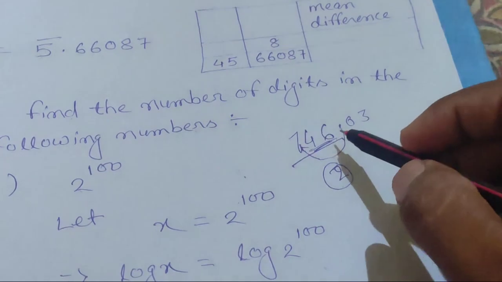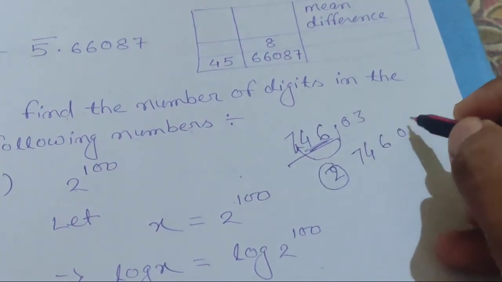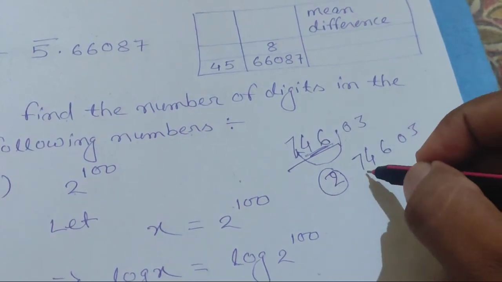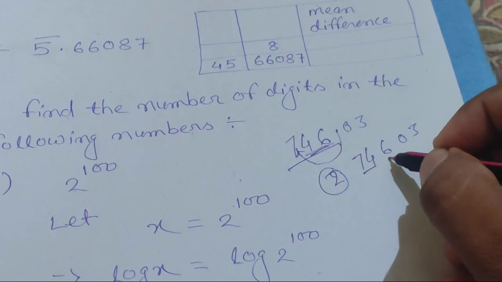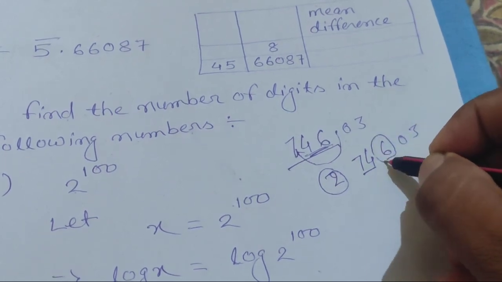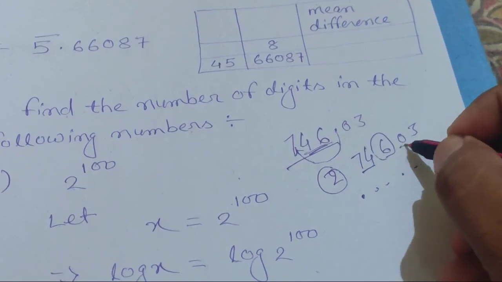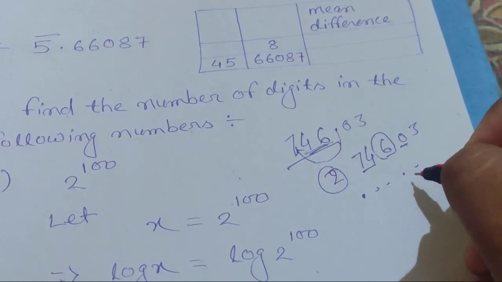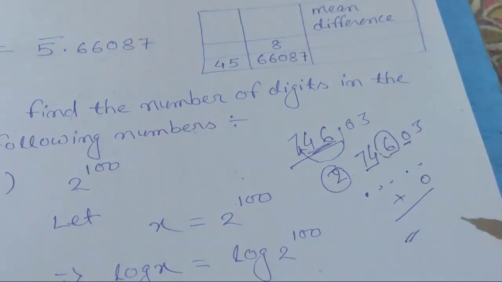And then with the help of the log table, we will see the value of this number, removing the decimal. We will see in the log table, in the vertical column of 74 and in the horizontal column of 6, what is the value. That value I will write, whatever it is. And then in 0, what is the mean difference? And if we add those two values, we will get the mantissa. So I hope this type of sum is clear to all of you.